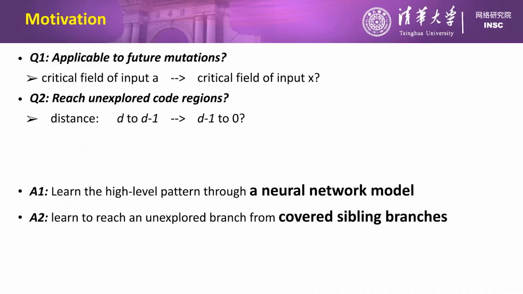In our work, we give affirmative answers to both questions. For question 1, we achieve generalizability by using a neural network model to learn the high-level pattern between how the input bytes are organized and their distance. For question 2, we use a novel representation of program branching behaviors and let the model learn to reach unexplored code from covered sibling branches.